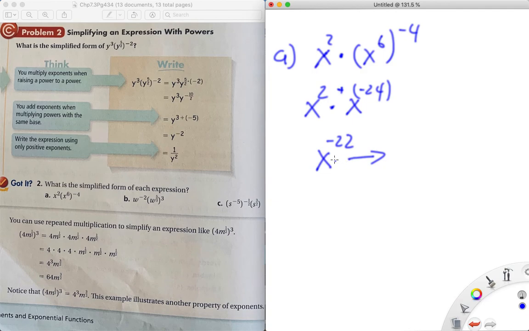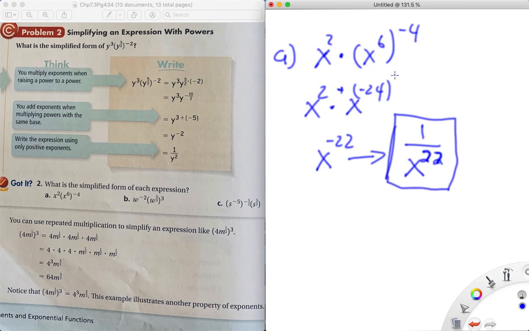So what you're going to do after this is you're going to do the reciprocal. Remember that a negative exponent means that it's the reciprocal. So your answer is going to be 1 over x to the 22nd power. And that would be your final answer.